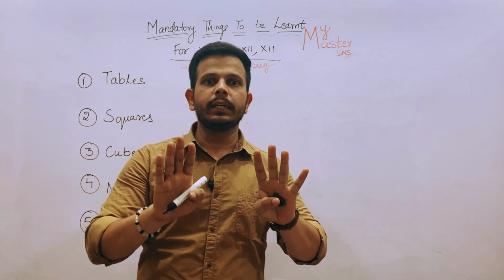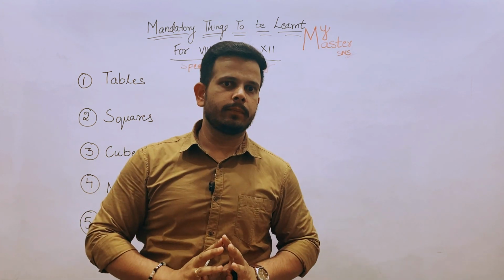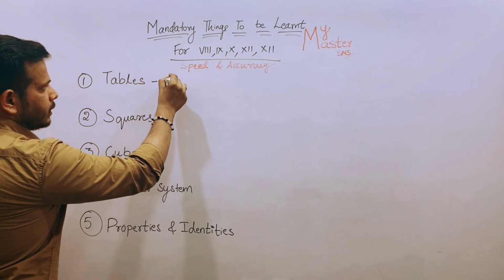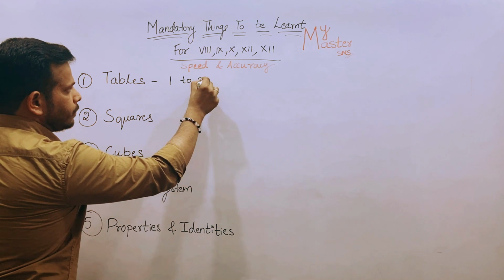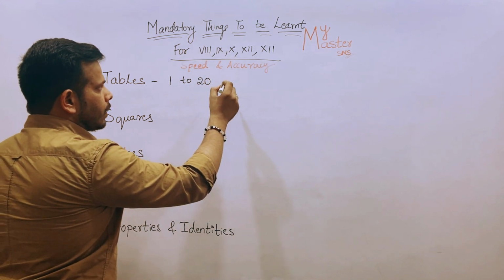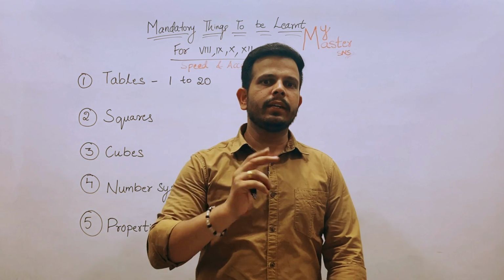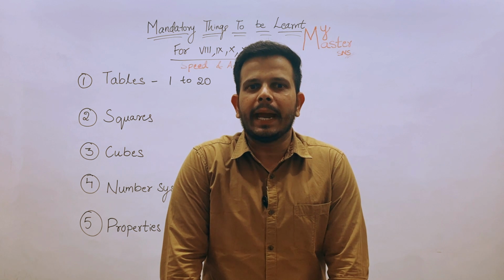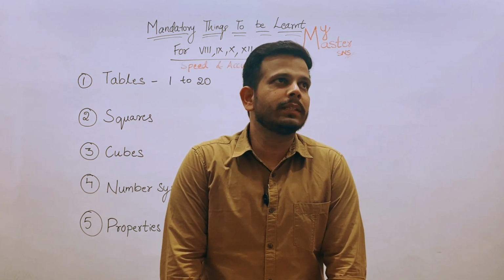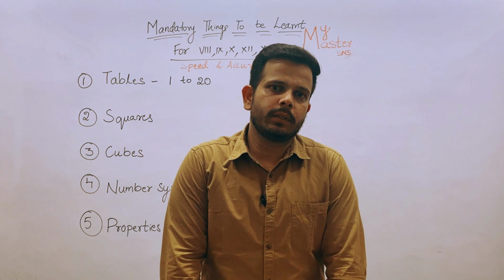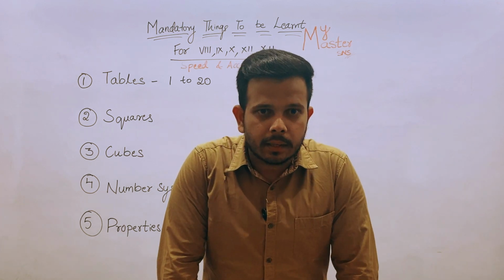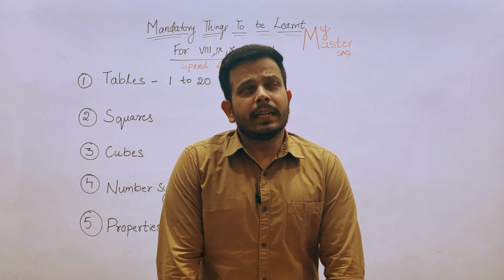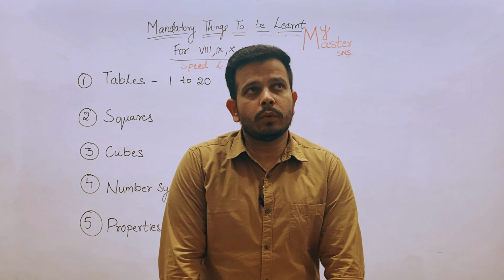Don't hesitate to learn tables even though you are in your 12th now. Learn the tables from 1 to 20 randomly. If I ask you 18 8s are, what is the answer? Don't think. 18 8s are 8 8s are 64, 8 plus 6 is 14, 144. Okay, 6 9s are, think. 6 9s are 9 6s are 54, 9 plus 5 is 14.